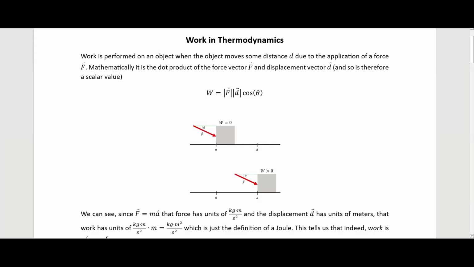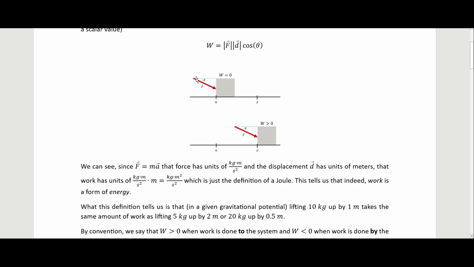In this video, I'm going to introduce us to the idea of work in thermodynamics. So work is performed on an object when the object moves some distance d due to the application of a force F. Mathematically, it's the dot product of the force vector and the displacement vector, and so therefore is a scalar value. So what we're looking at here is we're applying some force at some angle to this object, and so then it's going to move some distance from 0 to d, and so then we just take the dot product of this force with this displacement vector right here, and so that gives us the work.